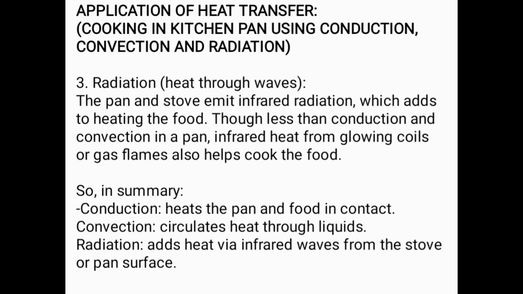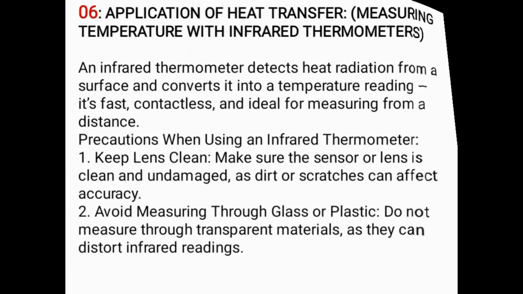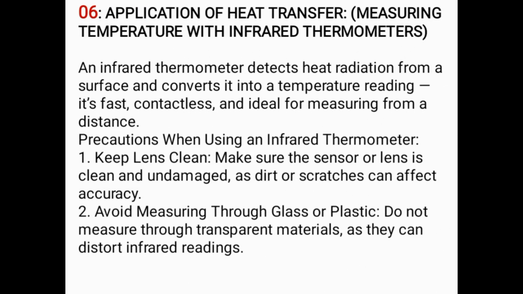3. Radiation, heat through waves. The pan and stove emit infrared radiation, which adds to heating the food. Though less than conduction and convection in a pan, infrared heat from glowing coils or gas flames also helps cook the food. So, in summary, conduction heats the pan and food in contact. Convection circulates heat through liquids. Radiation adds heat via infrared waves from the stove or pan surface.